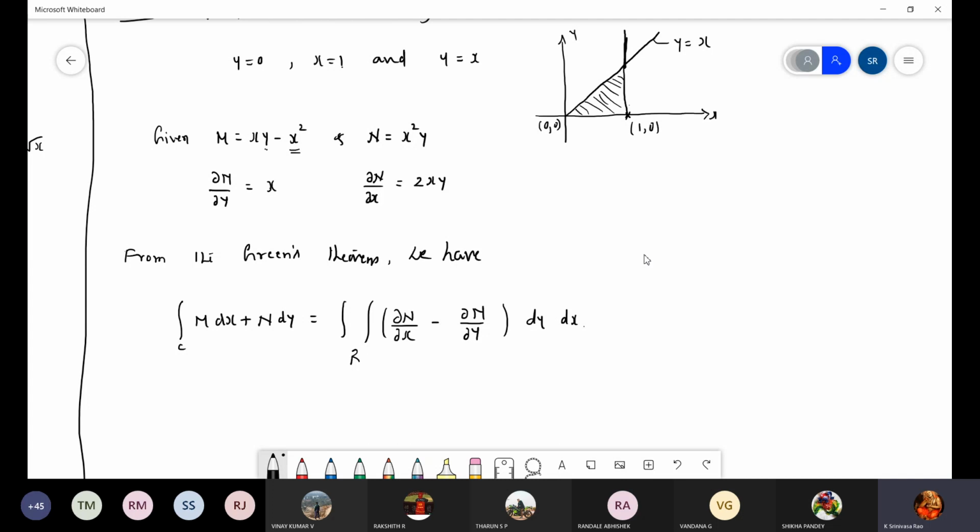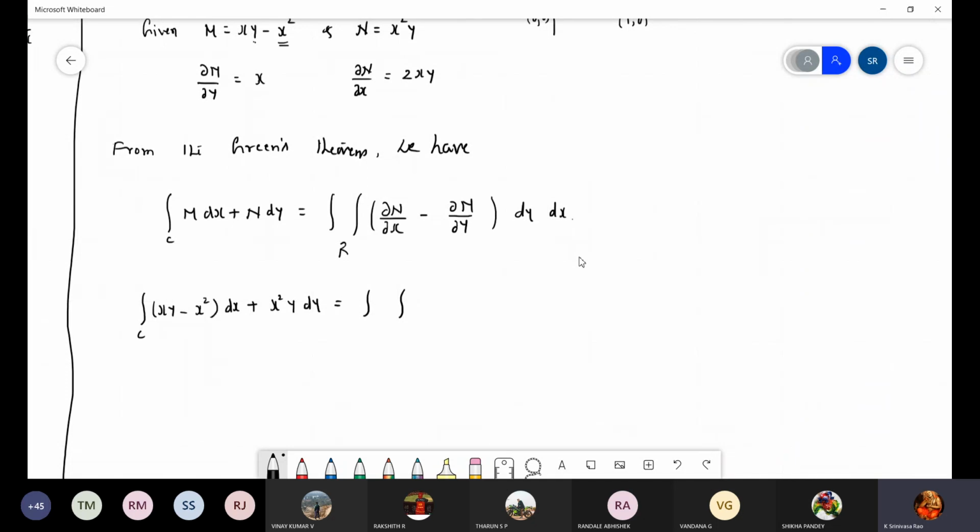Now on the LHS you can substitute, that is the line integral over C of (xy minus x²) dx plus x²y dy. On the right side, I will give some gap between the two integrals. ∂N/∂x is 2xy, minus ∂M/∂y, which is x.